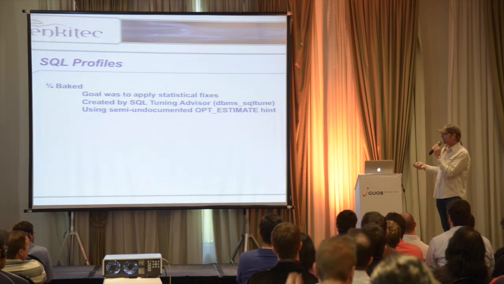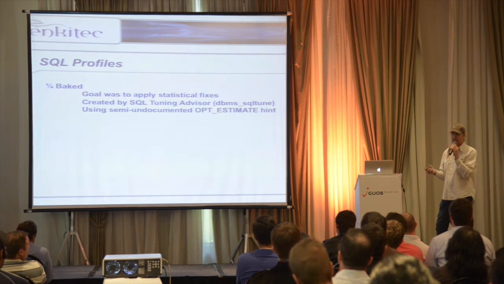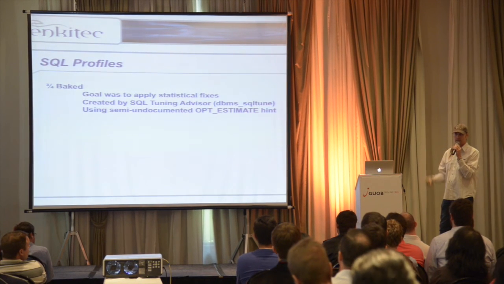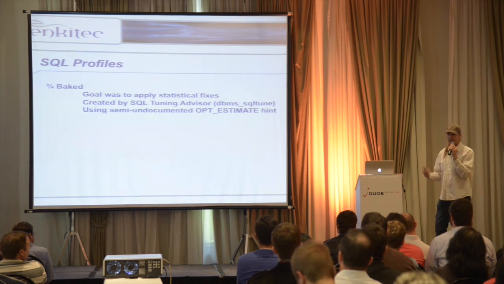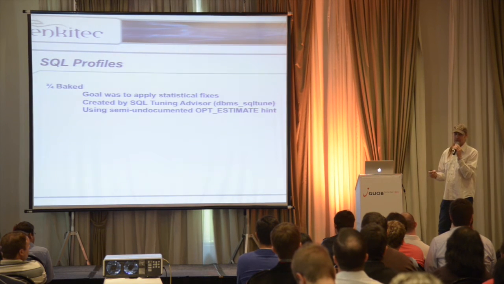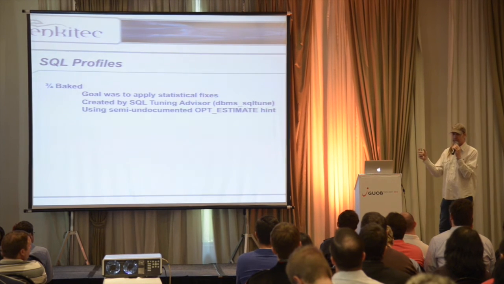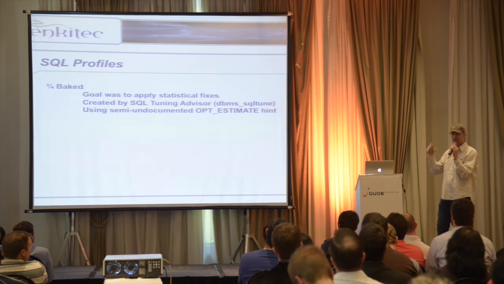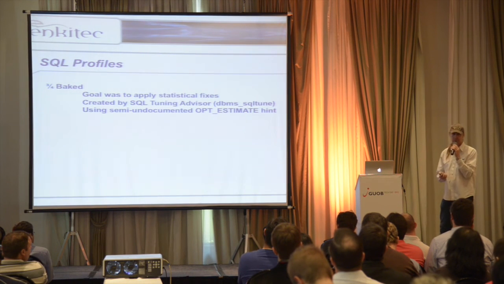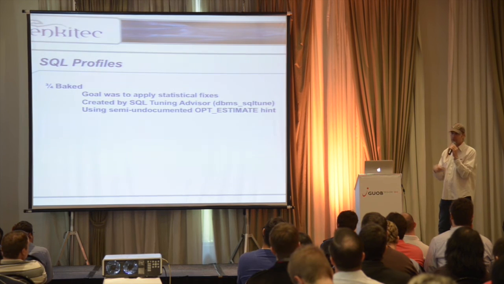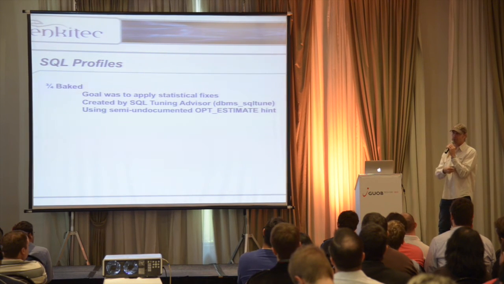The opt-estimate hint basically just applies a scaling factor to individual lines in an execution plan. So again, if the optimizer thought it was going to get one row and it was 1 million, it would be a scaling factor of 1 million, and it would just multiply whatever Oracle came up with as a cardinality estimate for that line by the scaling factor. All right? So that ought to give you some idea about a SQL tuning advisor generated SQL profile.